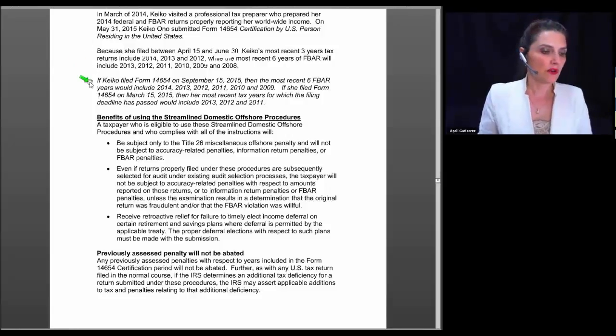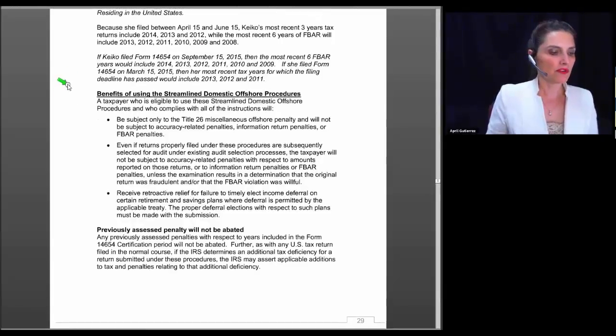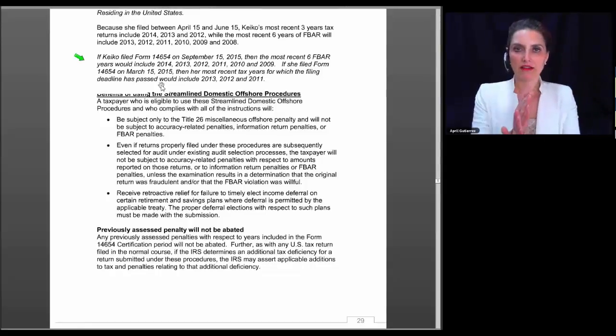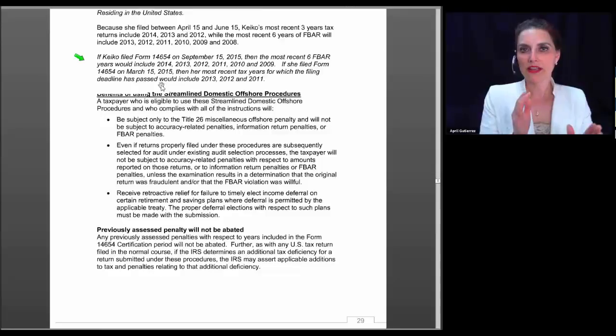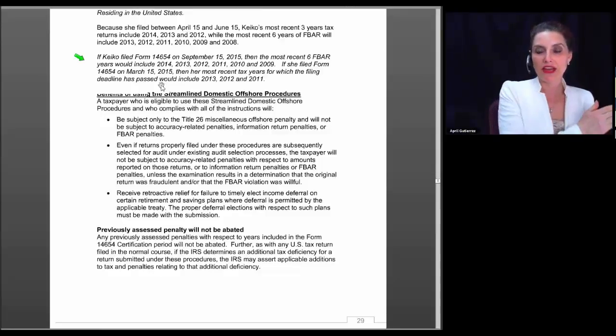If Keiko filed Form 14654 on September 15, 2015, then the most recent FBAR years would be 14, 13, 12, 11, 10, and 9. And if she filed Form 14654 on March 15, 2015, then her most recent tax years for which the filing deadline has passed would be 13, 12, and 11. So you're basically looking at what date am I on today, and looking at what filing deadline has most recently passed and going 3 years from that.